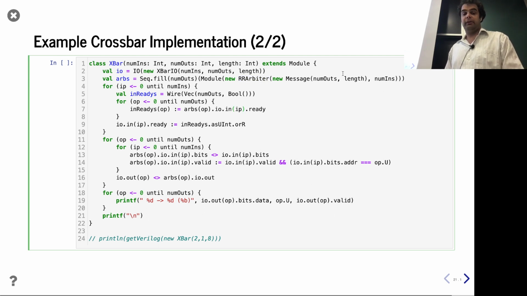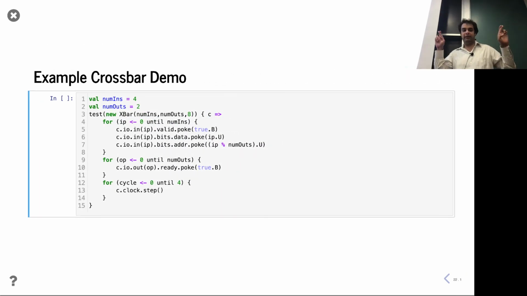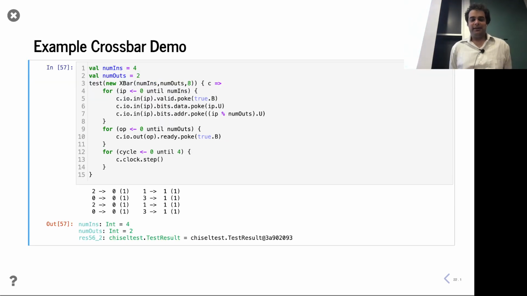Okay. Well, so that's our implementation. Let's try running it. Fingers crossed. This is a lot of code. Let's see. And okay, it did something. It didn't blow up. Let's look at what it did. Okay, so we connect up a bunch of stuff.